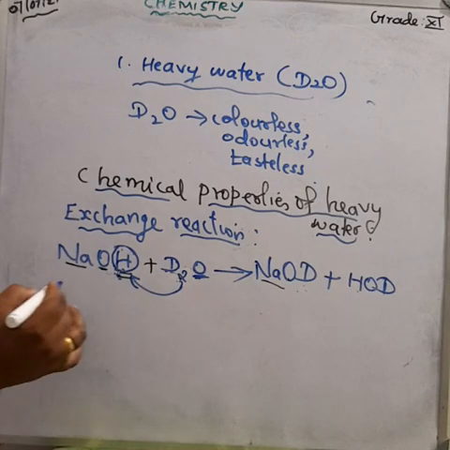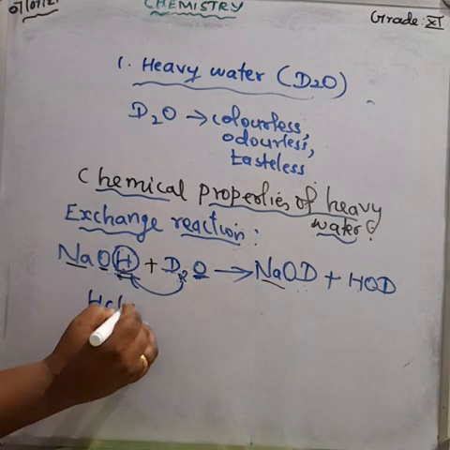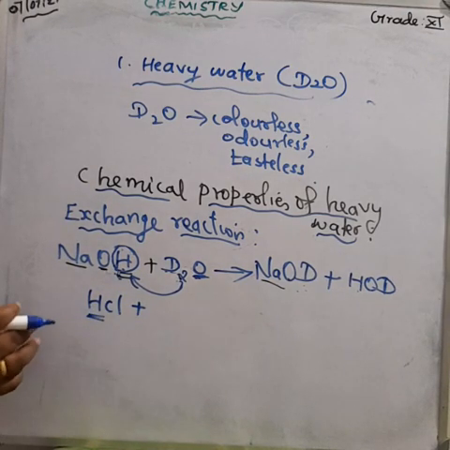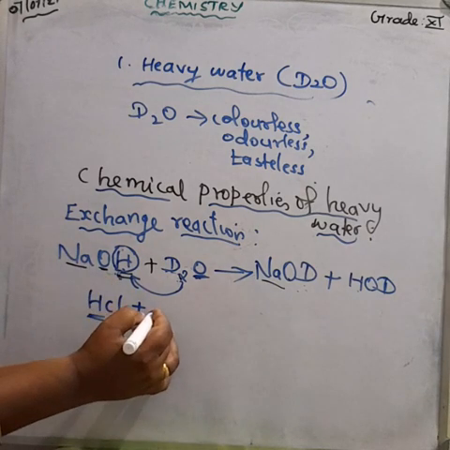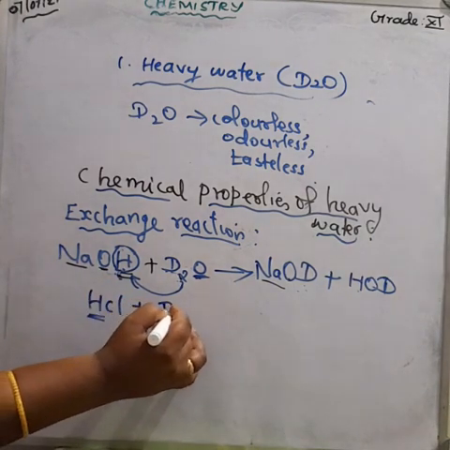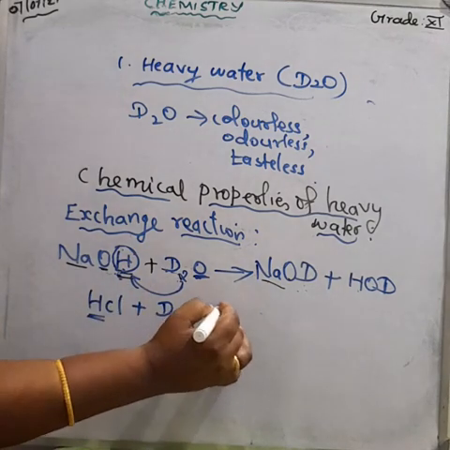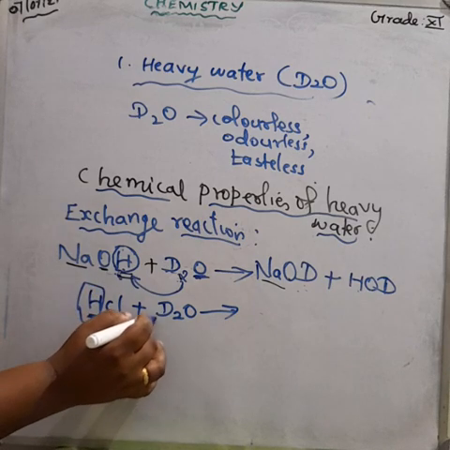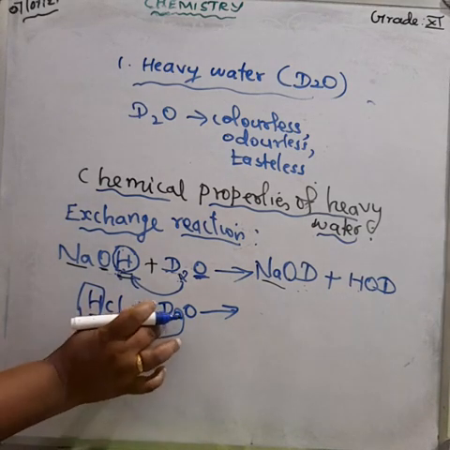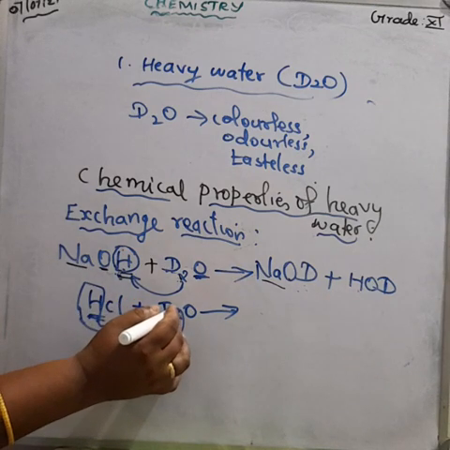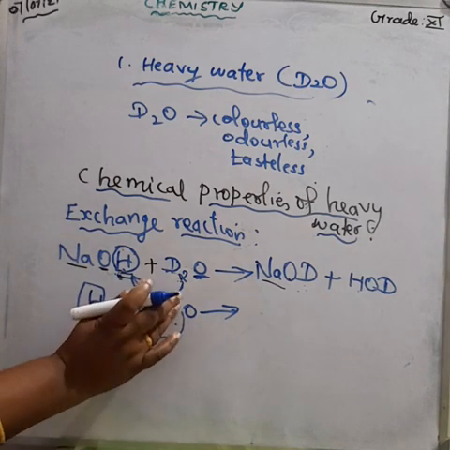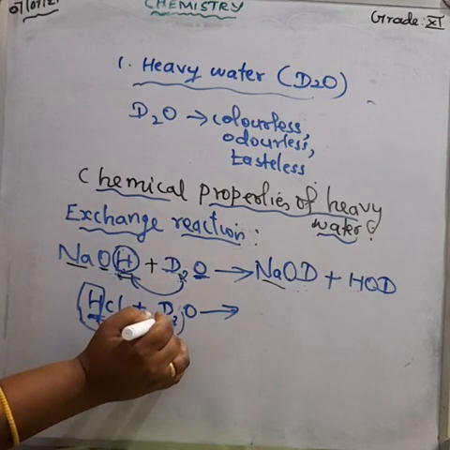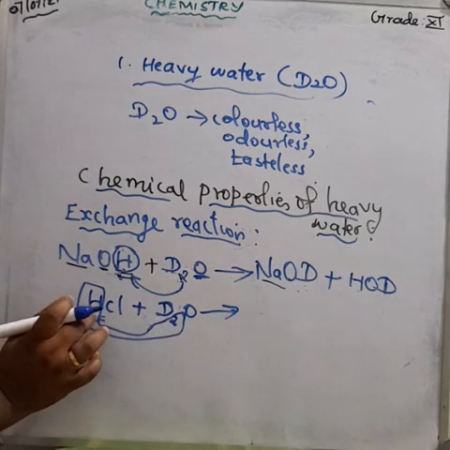Another example: hydrochloric acid. Hydrochloric acid, one of the acids, contains hydrogen. When we treat this hydrochloric acid with deuterium water, that is heavy water, the hydrogen in the hydrochloric acid is replaced by deuterium. Instead of this hydrogen, deuterium is present here. The hydrogen is exchanged by the deuterium.